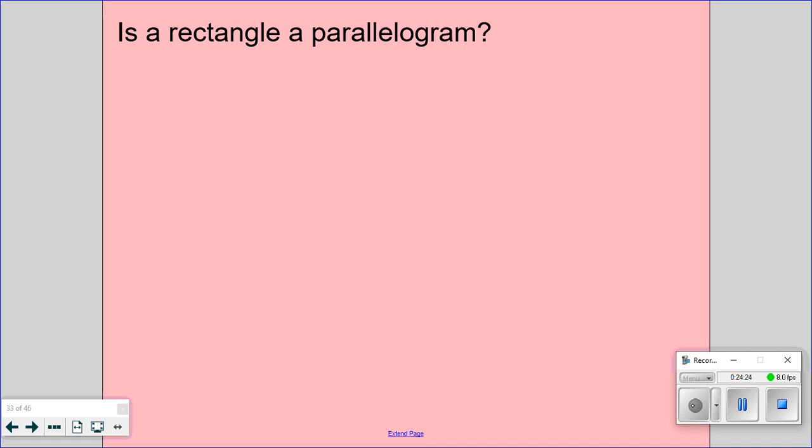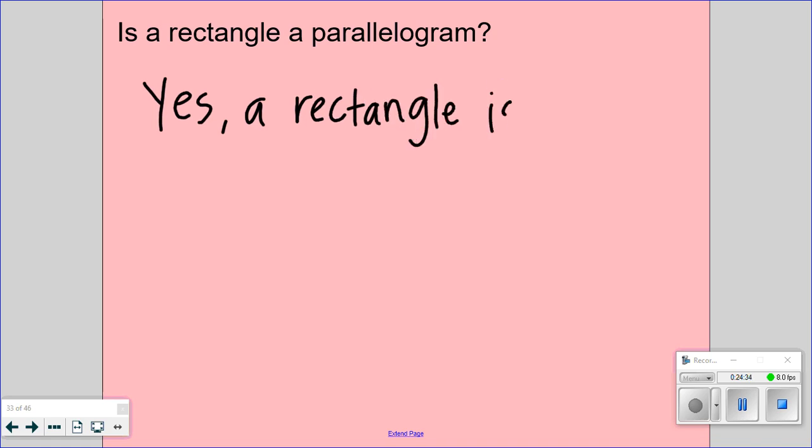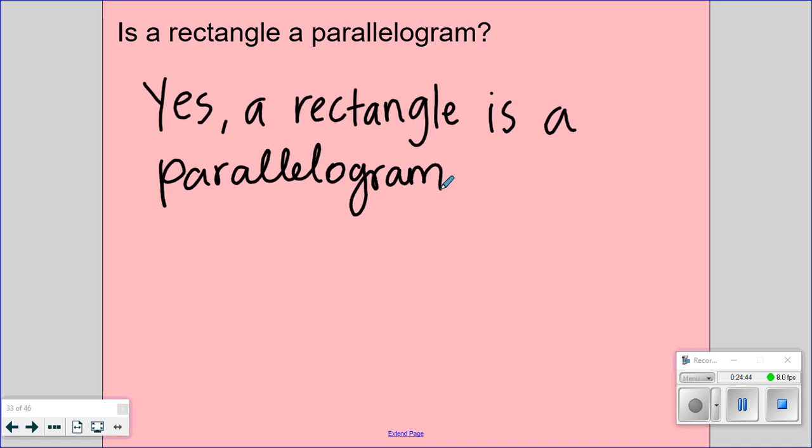Let's go ahead and write an answer to this question. Yes, a rectangle is a parallelogram because, and I'll pause to give you some time to get caught up. A parallelogram. Maverick, you gave us a good answer.